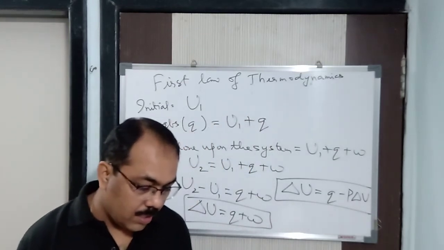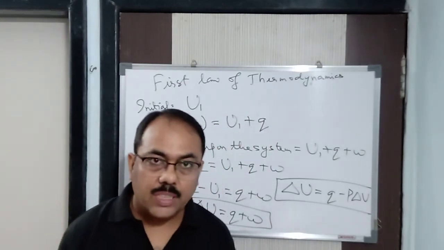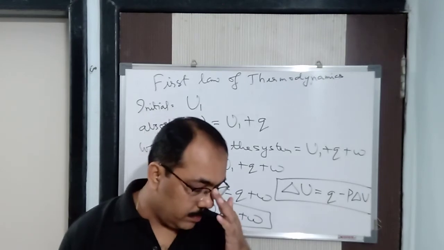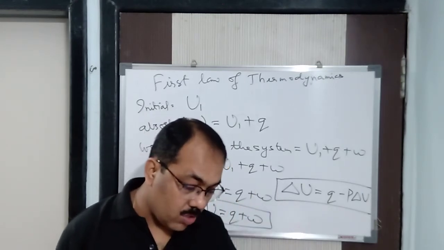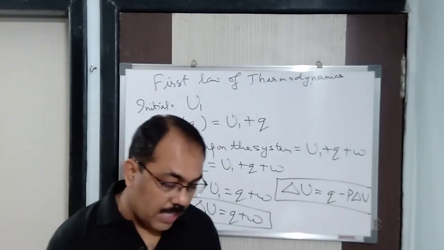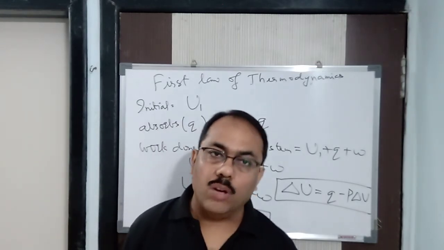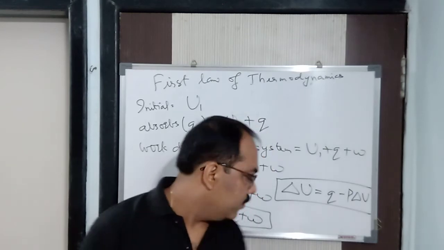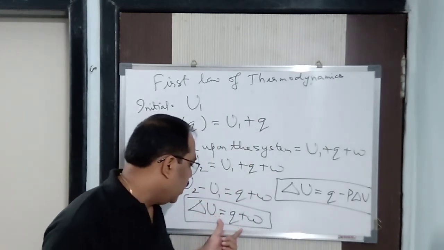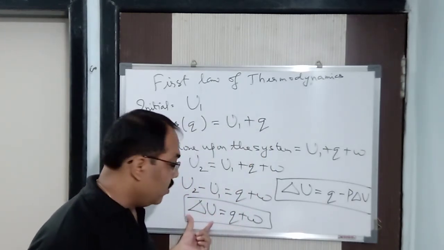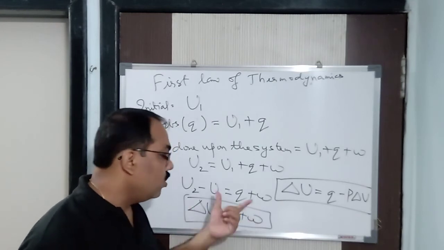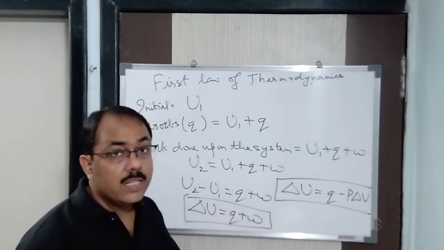Now next, what I was saying is that it is an isothermal process. In an isothermal process, the internal energy change, delta U, is 0. So in case of an isothermal process, the formula will be 0 is equal to Q plus W. So Q is equal to minus W.